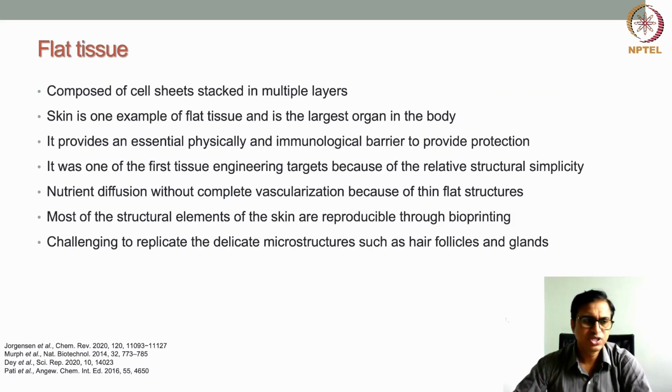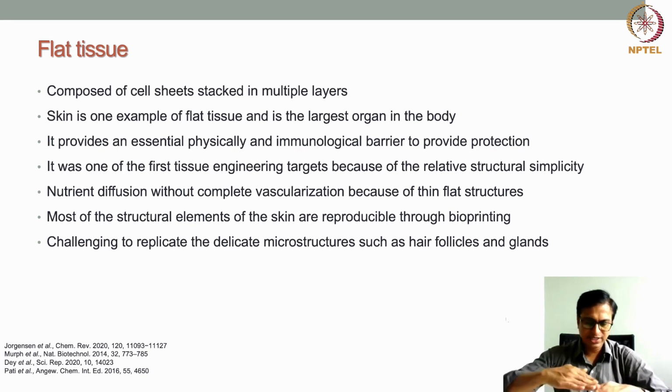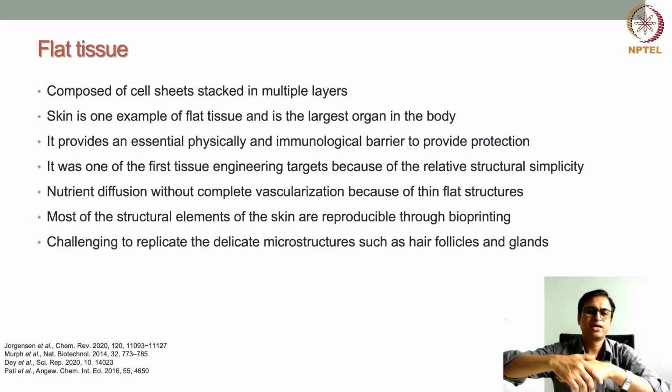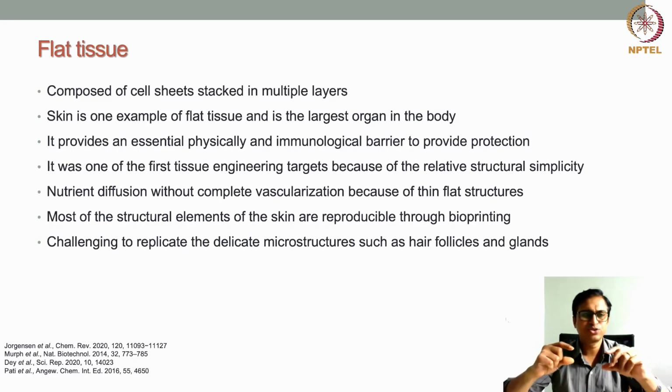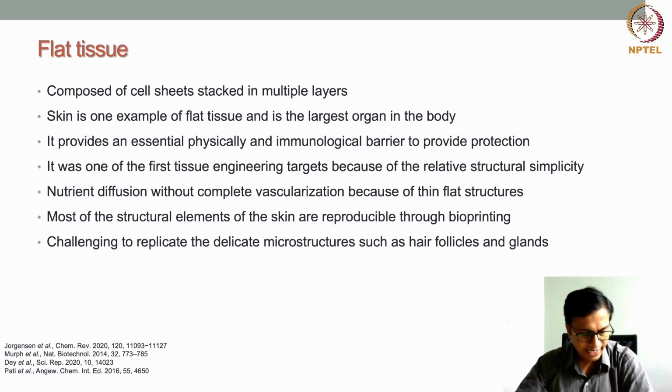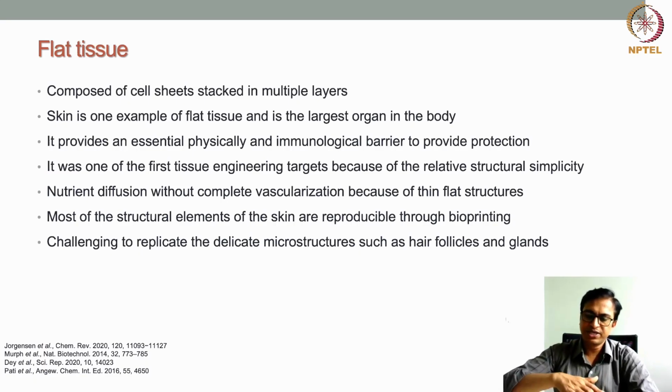Flat tissues are mostly composed of cell sheets stacked in multiple layers. You can think of flat tissues like cell sheets arranged in a layer-by-layer manner, stacked. Accordingly, in bioprinting you can also print different cellular layers like this, and then you can come up with the whole tissue.